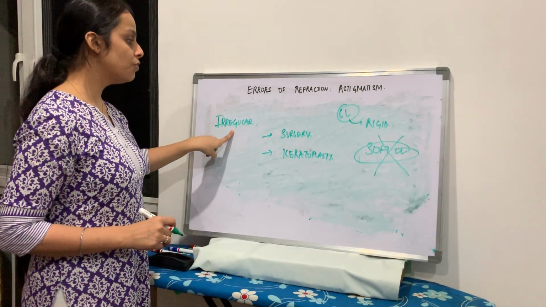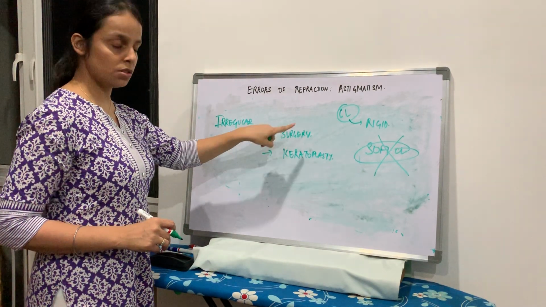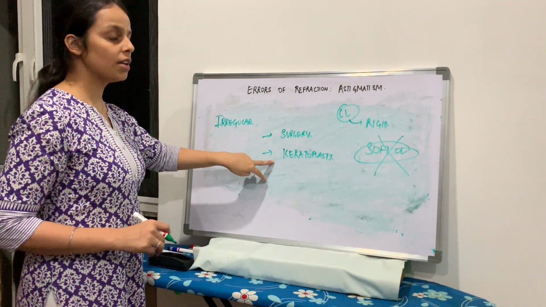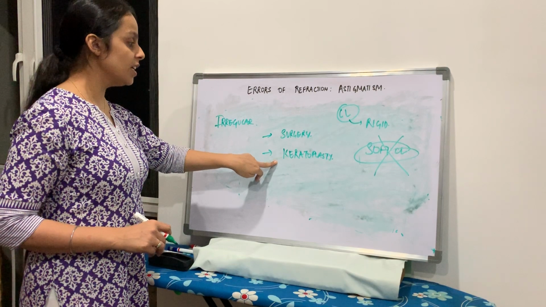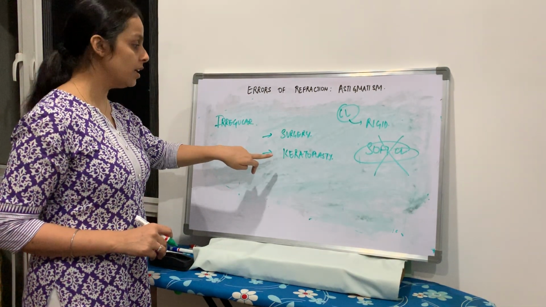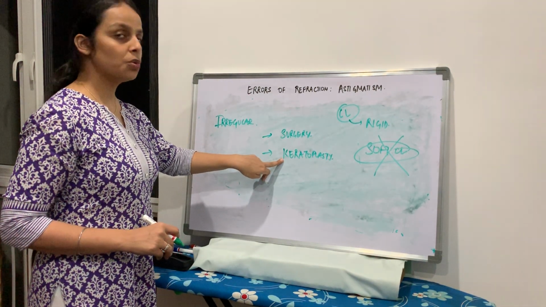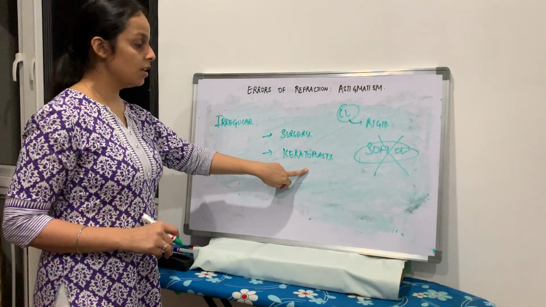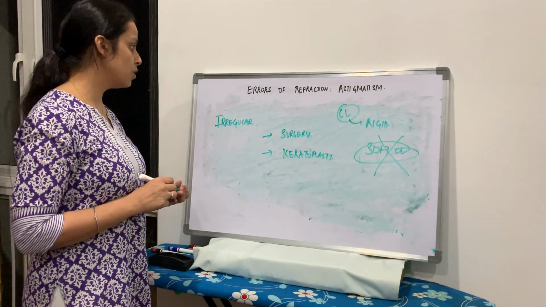The main modality of treatment is either surgery, the surgeries which I told you, or you can do a keratoplasty. That is, you can actually change the cornea. You can take a donor cornea and suture it. That is how you can help this condition.